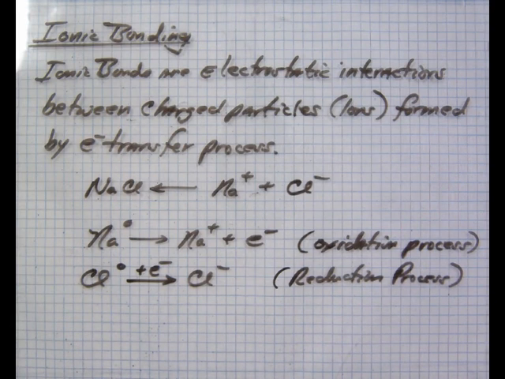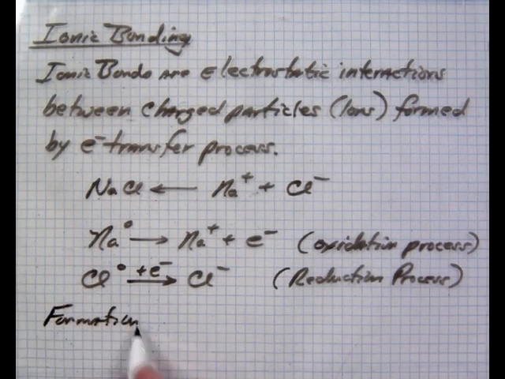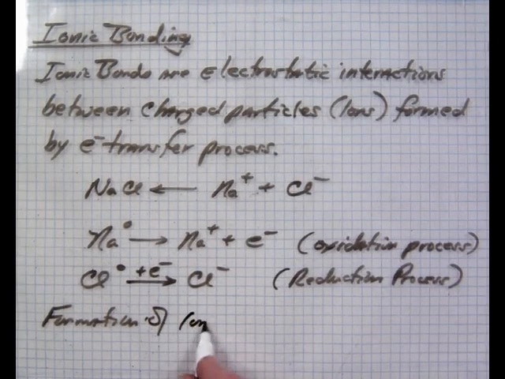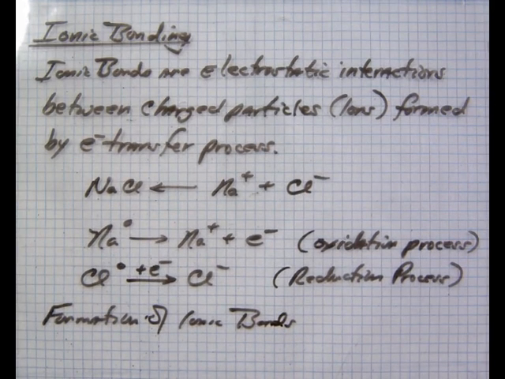Okay, now in the formation of ions, let's do it this way. In the formation of ionic bonds, elements tend to follow the octet rule.